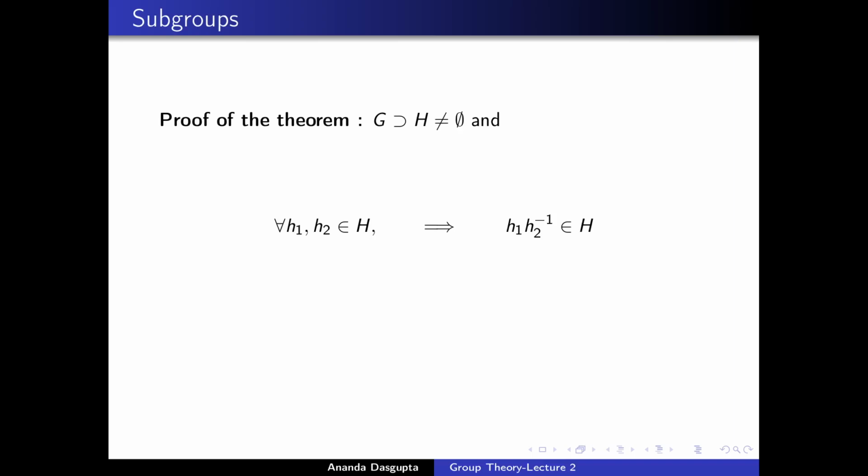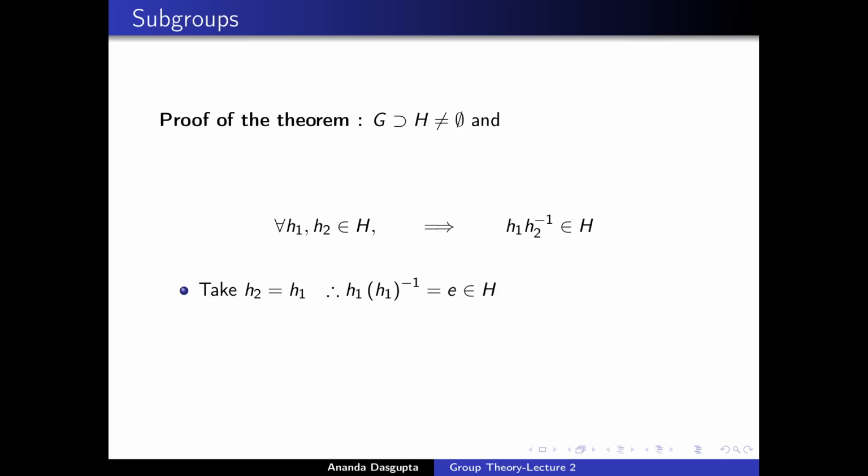Note that H1 and H2 can be any two elements of capital H whatsoever, and they can of course be the same element. In other words, we can take H2 to be the same as H1, which of course is an element of capital H, and this will imply that H1 times H1 inverse, which is of course identity, must belong to capital H. So, the premises of the theorem ensure that the identity is in capital H.